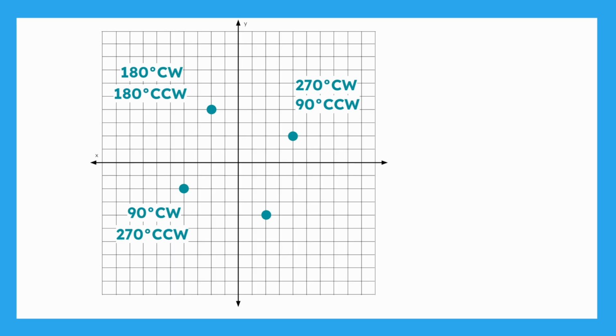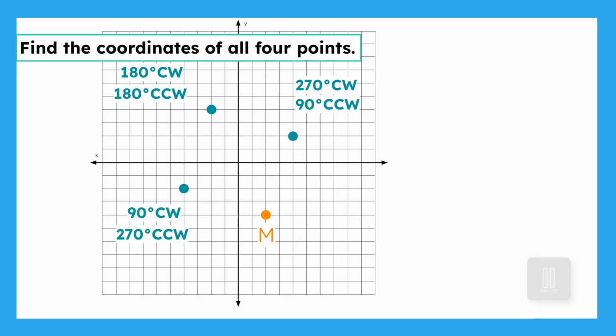Let's rename the pre-image as point M. To figure out the coordinate notations, we need to first find and compare the coordinates of these points. Go ahead and find the coordinates for all 4 points. Pause now.